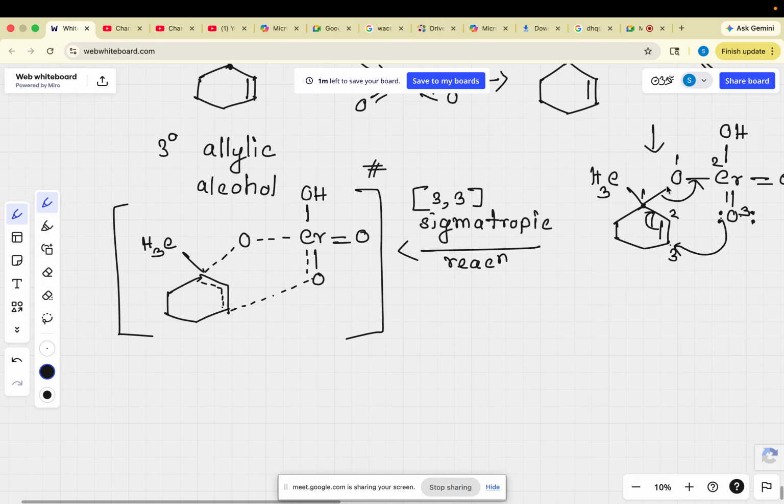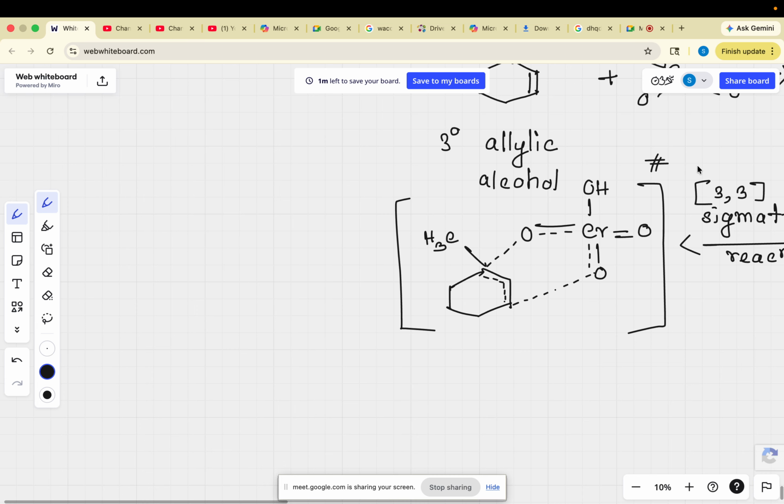Now this carbon-oxygen bond is breaking, that's why I have shown it like this. Here you already have a sigma bond, and this bond is shifting to here, so this bond forms here. Here also, when the oxygen donates, this bond will break. So ultimately we'll get a compound like this. What are you getting?